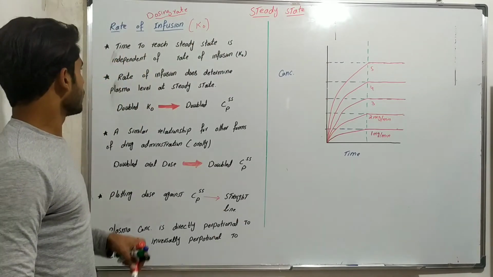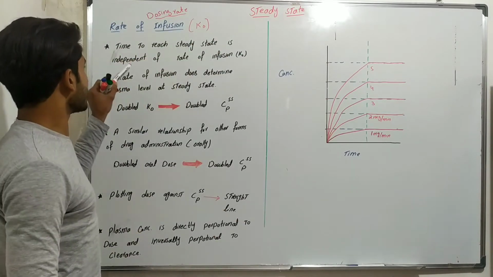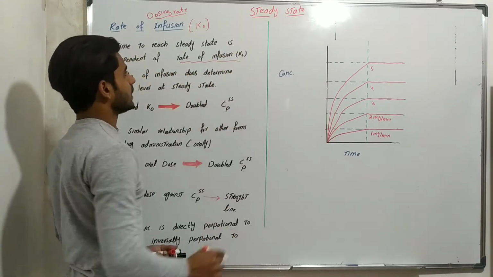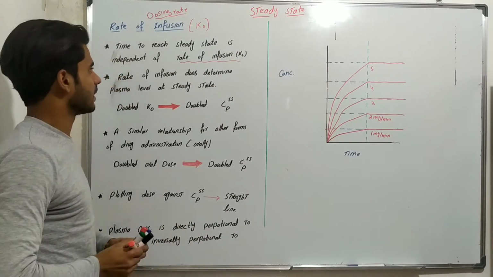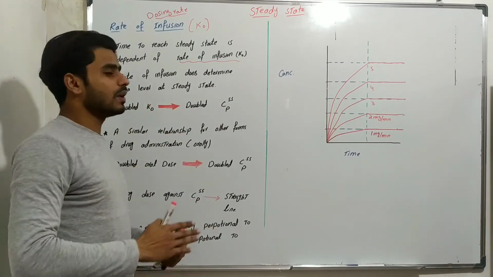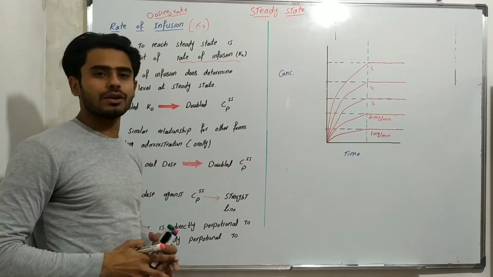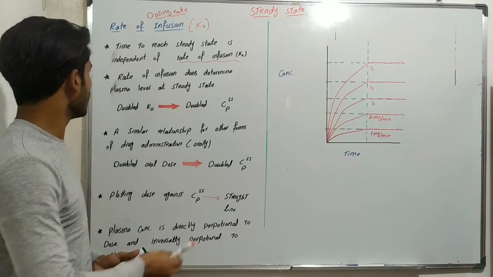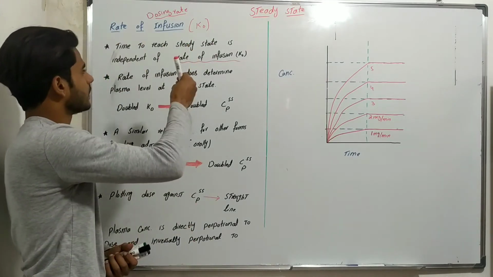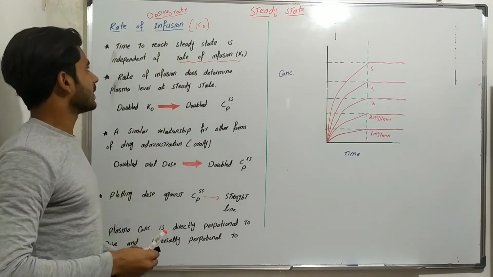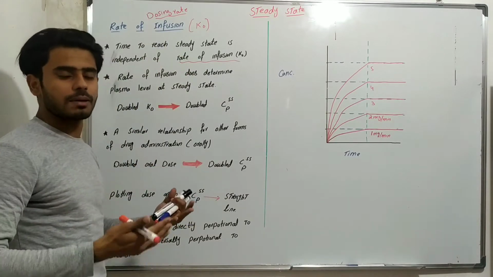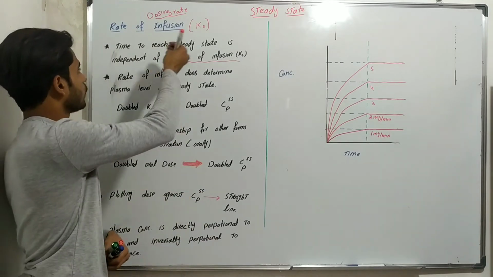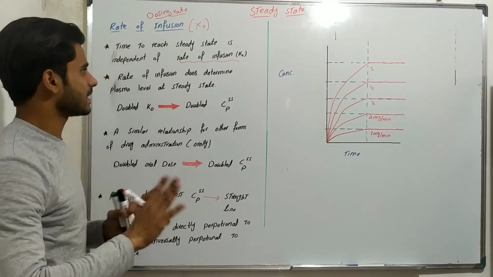The first point is that the time to reach steady state is independent of the rate of infusion. So the rate of infusion cannot affect the time to reach the steady state. How much drug we take per unit time, whether less or greater, doesn't matter. The time to reach the steady state will be the same.